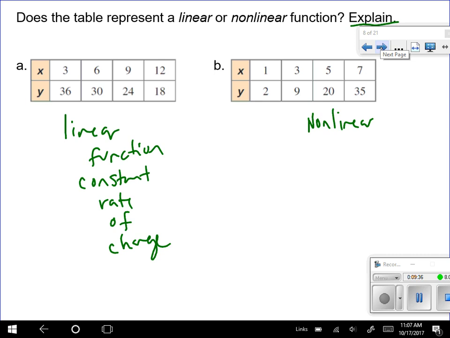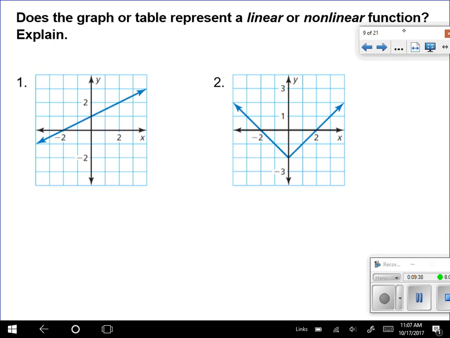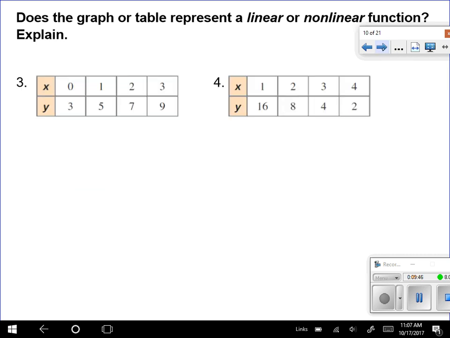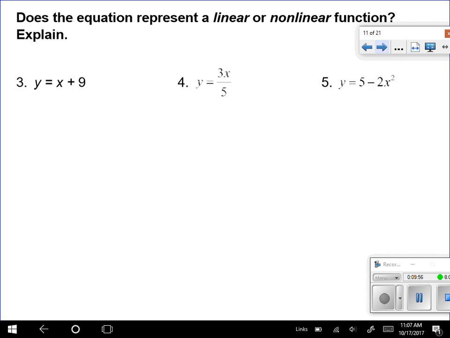Okay, so go ahead and look at these two graphs on your own. Decide if these are linear or non-linear. You can write and explain why. And then go ahead and see if these two charts are linear or non-linear. You're looking for that constant rate of change here. So you're going to try those two on your own. And then the last thing we're going to look at is equations.